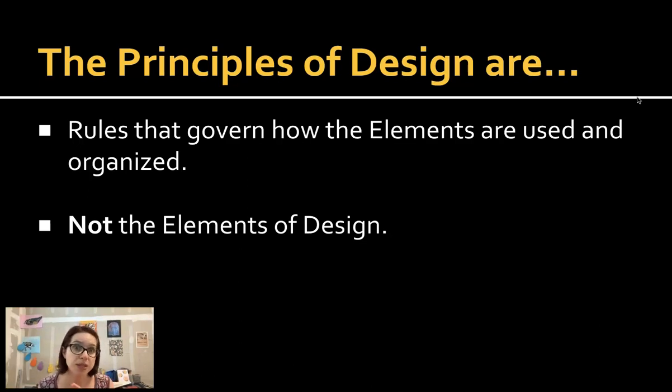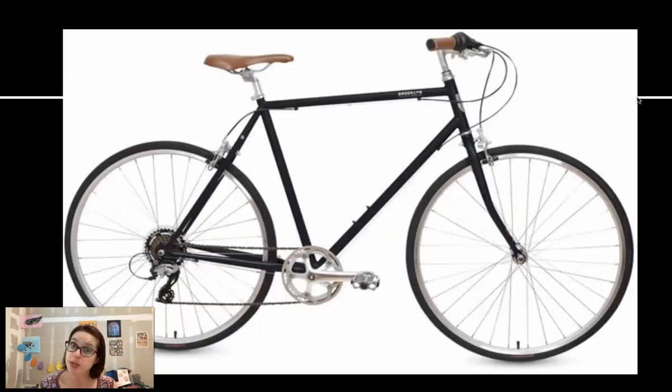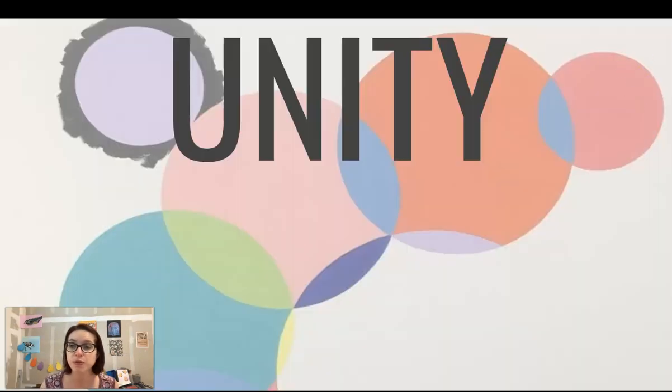Often my students mix them up because they sound similar, but again, think of the elements of design as ingredients of ice cream or parts of a bicycle, right? Imagine that these are the elements of design. We combine the elements according to different rules, and so when we combine these parts of this bicycle, we end up with a bicycle. So our first principle of design is unity.